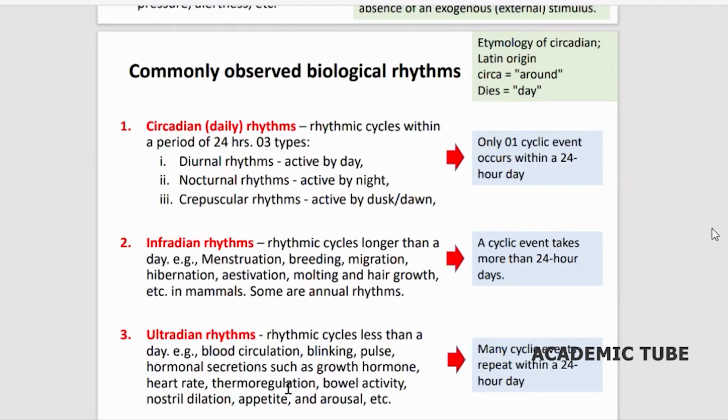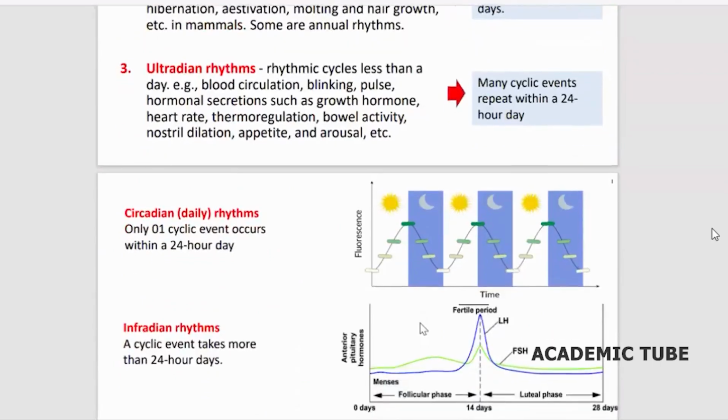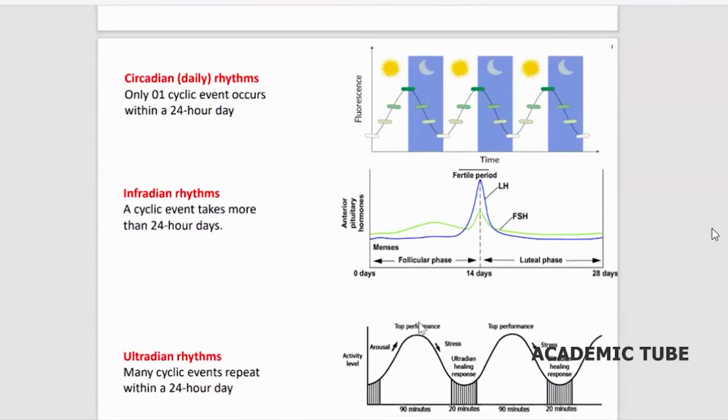Right? Now, I'm going to show you some graphs showing the differences between these three biological rhythms. Now, as you see, in the circadian rhythm, each cyclic event completes within a single day. You see, the first one. Now, in order to complete a menstrual cycle, it takes approximately 28 days.